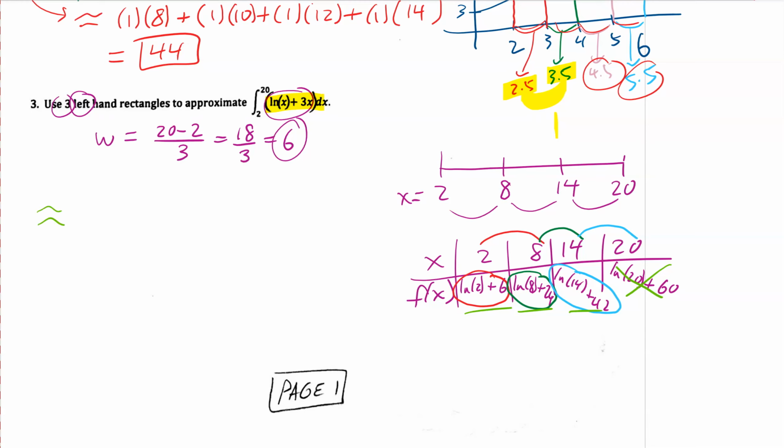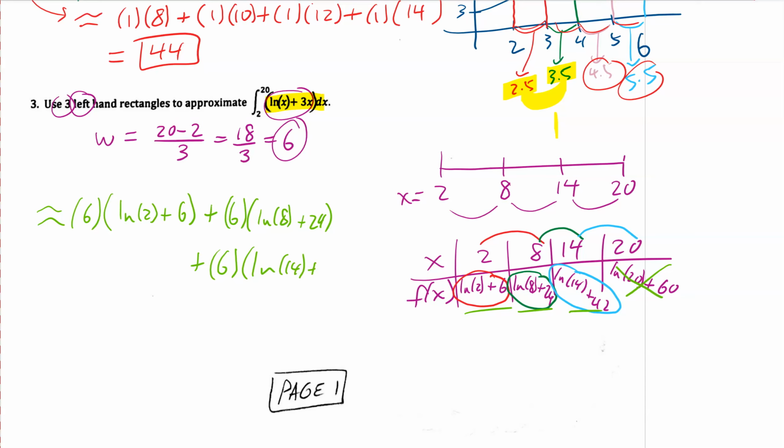We think it's going to be approximately equal to the base times the first height. That would be 6 times (ln of 2 plus 6), plus 6 times (ln of 8 plus 24), and plus finally one more base of 6 times the last height of (ln of 14 plus 42). All right, so this right here, this could be your final answer. It's got all the numbers plugged into it. If we don't have a calculator, we would just leave it like that.